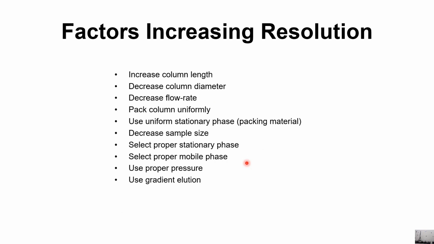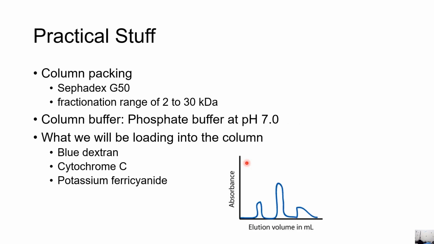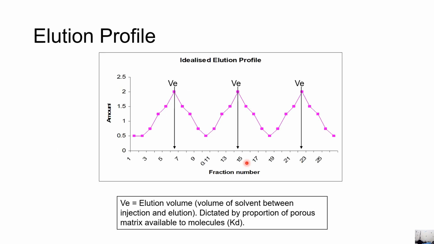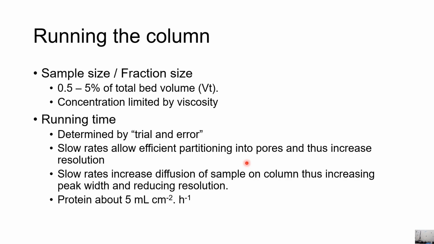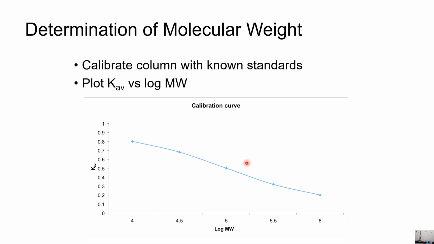So increasing the column length, decreasing the column diameter, decreasing the flow rate, packing the column uniformly using a uniform stationary phase, decreasing the sample size, selecting the proper stationary phase, proper mobile phase, using proper pressure, and gradient elution are all very important factors in increasing the resolution. There are different matrix types for different size dextrans. Then we can run the column, calibrate the column with known standards, and then plot the value of the unknown.